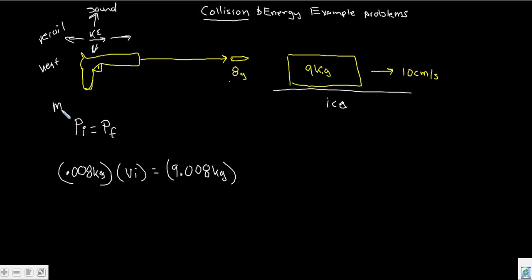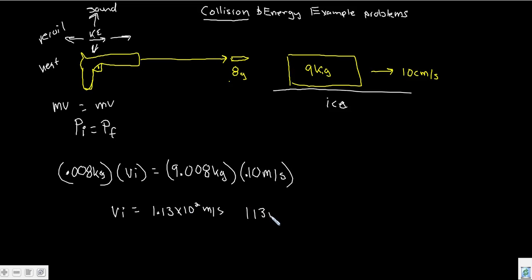And so my final velocity is 10 centimeters per second. We're going to convert that to meters per second, so that's 0.1 meters per second. Right? So let's multiply these together and divide by this, and we'll find that my initial velocity of my bullet is 1.13 times 10 to the second meters per second, or you could just say 113 meters per second. So clearly the bullet's going a whole lot faster than the mass is here.